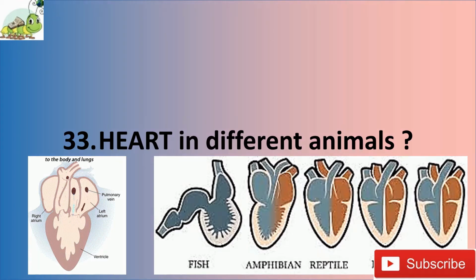Amphibians, that is frog, 3 chambered. Most of the reptiles 4 chambered. Crocodiles, alligators, gharial, etc., 4 chambered. In birds and mammals, the heart is 4 chambered and has double circulation.